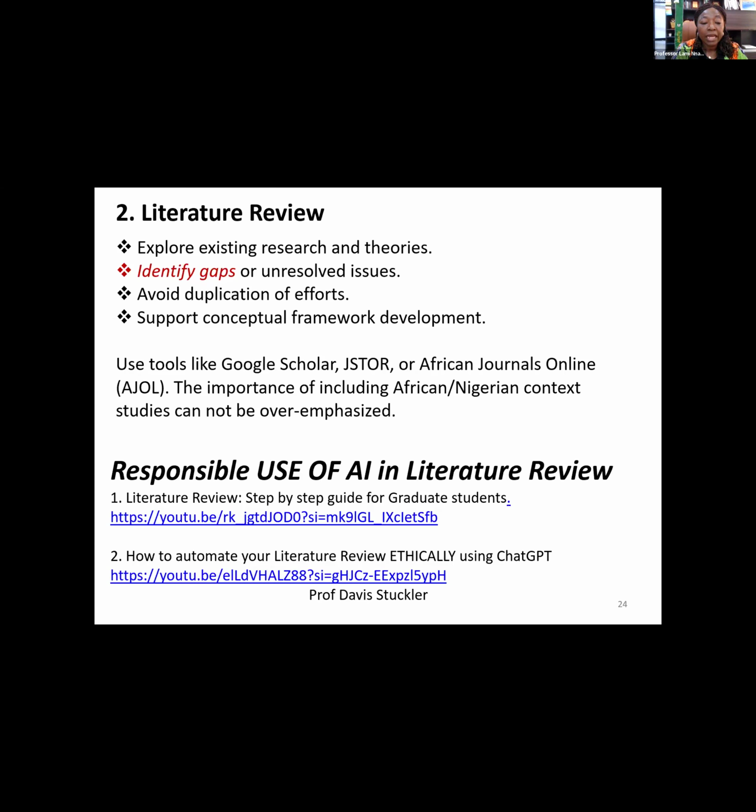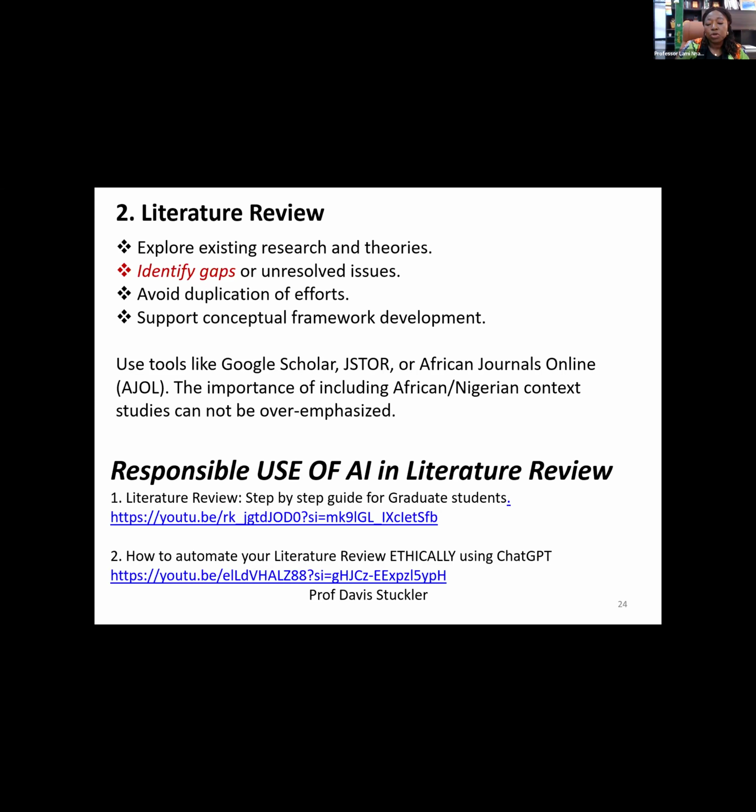Is that okay? Then the second one talks about how to automate your literature review ethically using ChatGPT or DeepSeek or whatever AI tool you want to use. Is that okay? So we will go ahead.